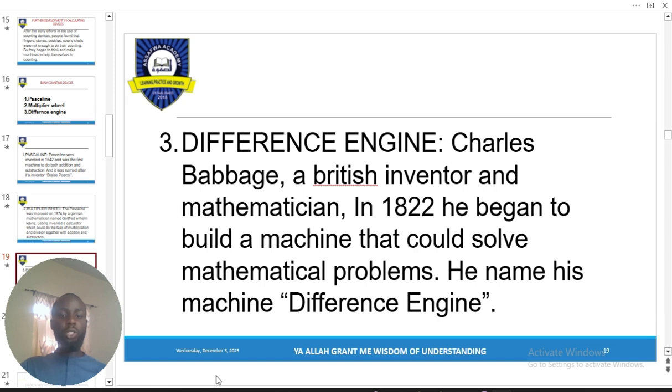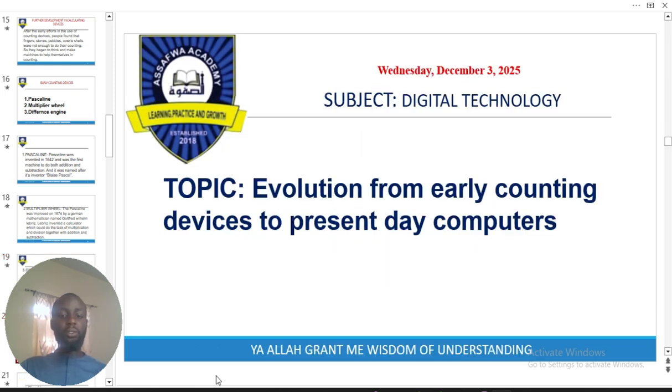Charles Babbage, a British inventor and mathematician, in 1822 began to build a machine that could solve mathematical problems. He named his machine the difference engine. So going to the next topic, which is the evolution from early counting devices to present day computers.